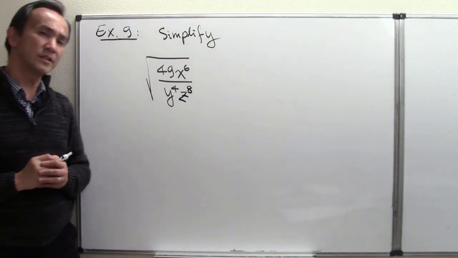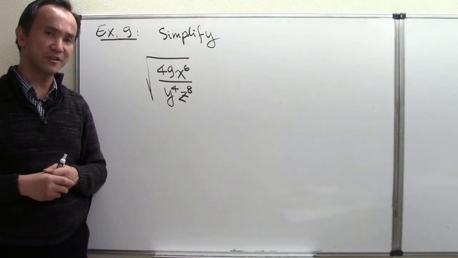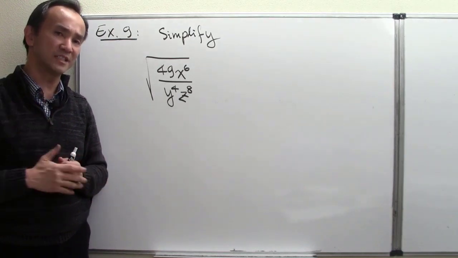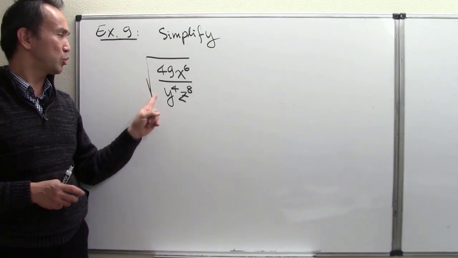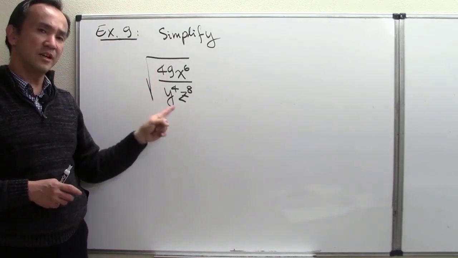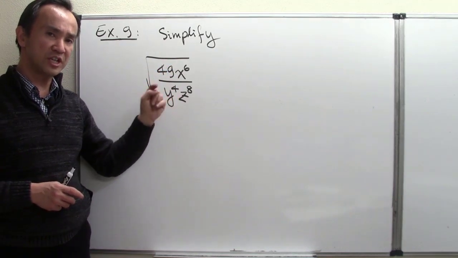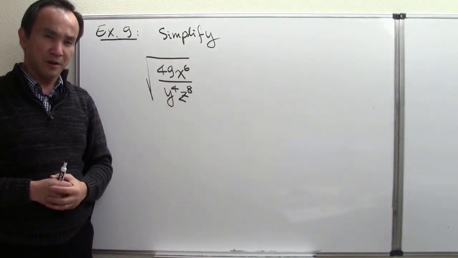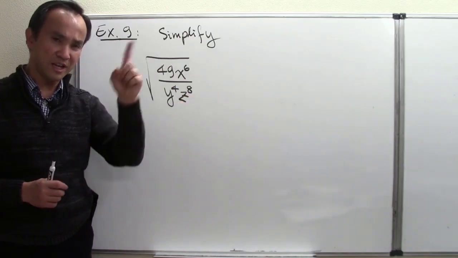All right, so in this example 9 right here, allow me to once again show another example where we can directly apply the quotient property on taking square root right here. So here we're taking the square root of the expression 49x to the 6 over y to the 4th z to the 8th. All right, so now directly applying the quotient property, here's what we arrive at.